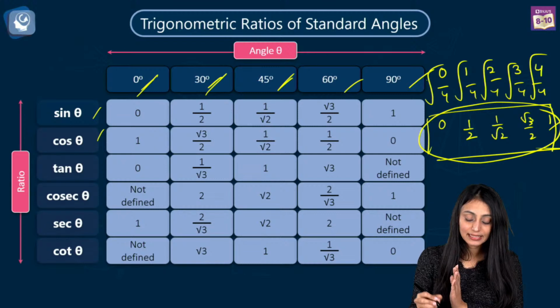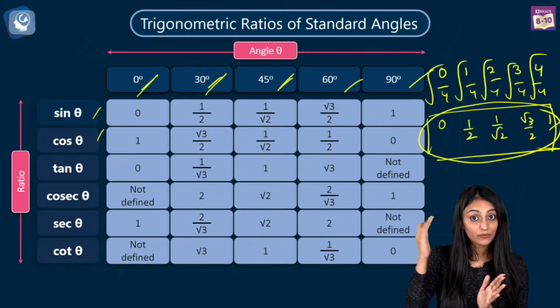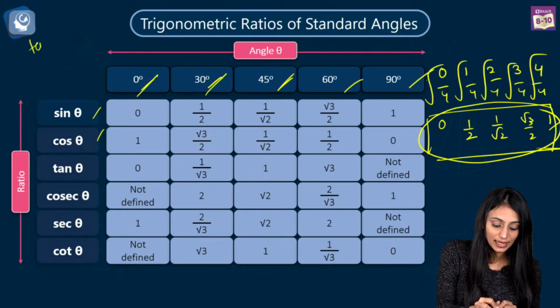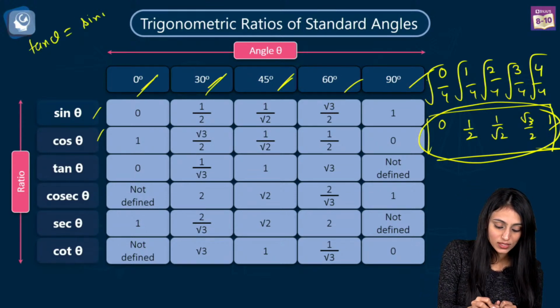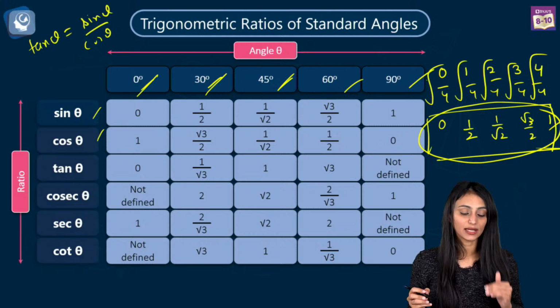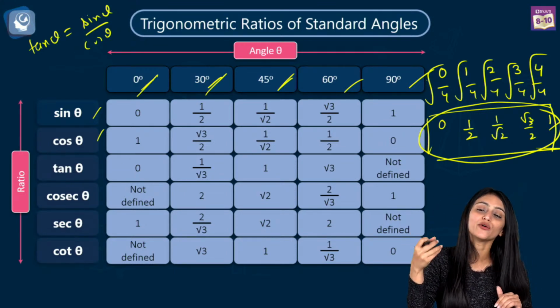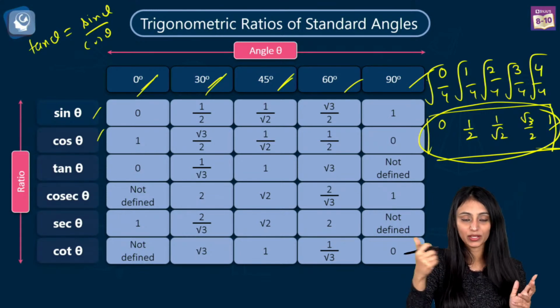Like sine 90 is 1, so cos 0 would be 1. We are reversing it, right? Tan theta is nothing but sine theta by cos theta. Let's suppose I need the value of tan 30. So simply I'll write sine 30 degree by cos 30 degree. Put the value of sine 30 and cos 30, divide them, and you get this value.